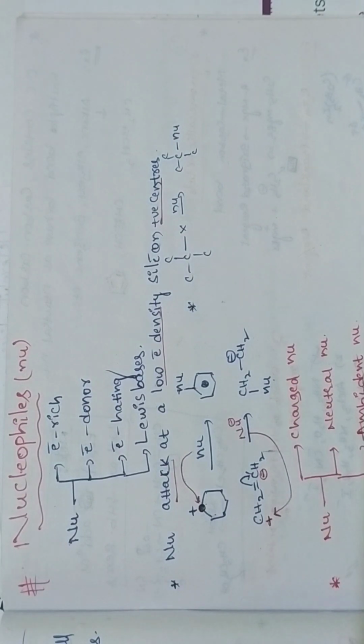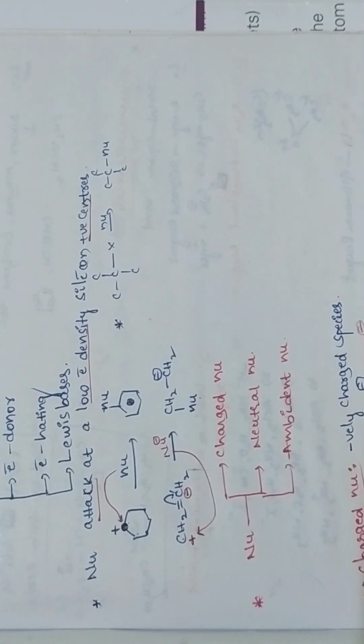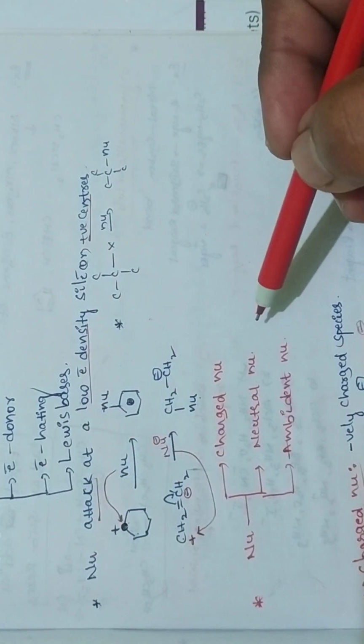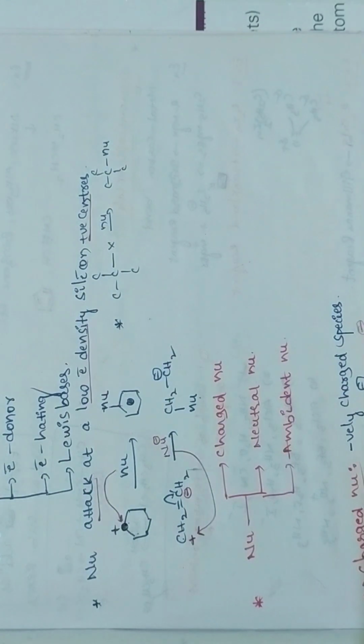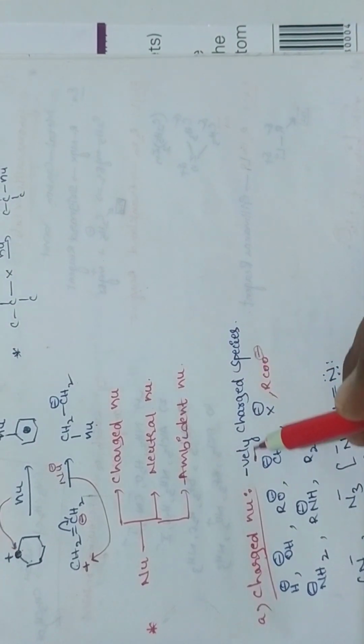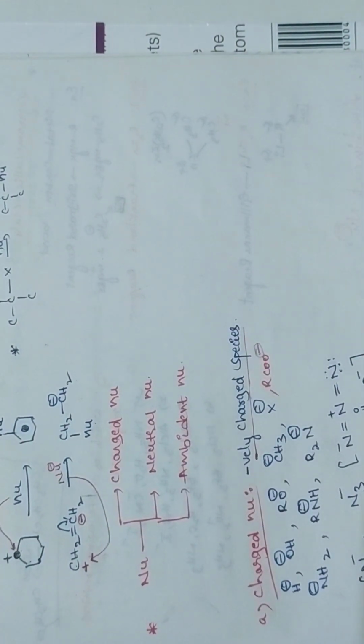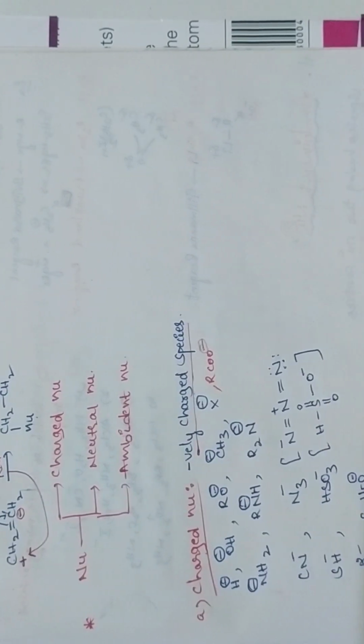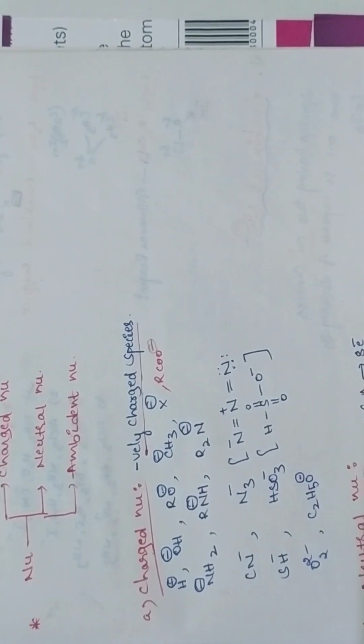Now these nucleophiles are classified into three types. One is called what? Charged nucleophile, neutral nucleophile, ambident nucleophile. What are charged nucleophiles? All negatively charged species are nucleophiles. For example, H minus, hydride, OH minus, OR minus, CH3 minus, halogens: fluorine, chlorine, bromine. Next, carboxylate ion, NH2 minus. All negatively charged species are nucleophiles.